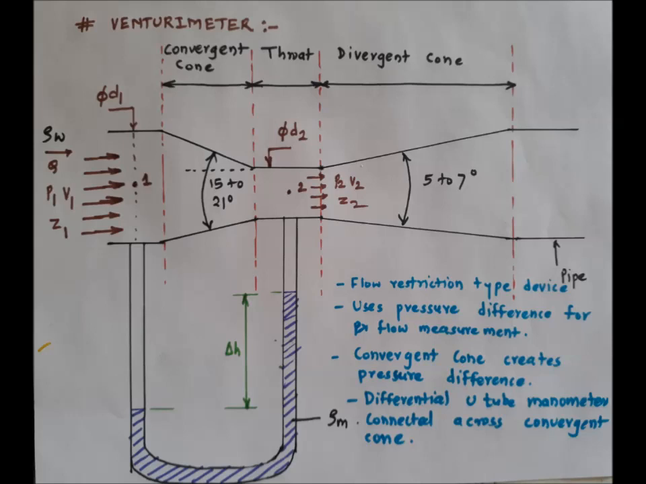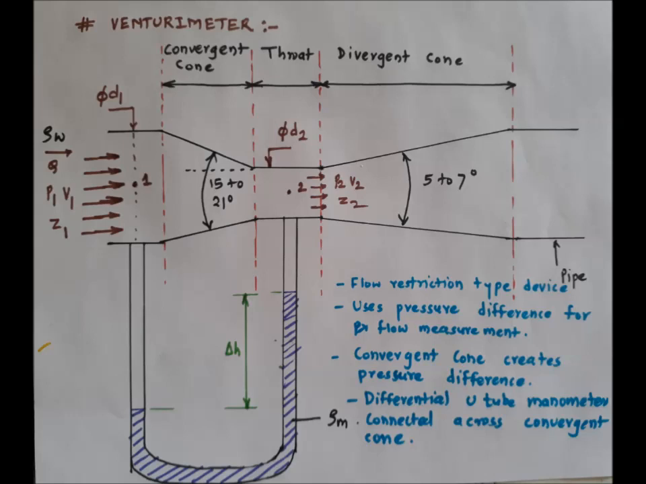It is a uniform diameter pipe which works as a pressure stabilizer for accurate pressure measurement across the convergent cone. The divergent cone angle is between 5 to 7 degrees, so it avoids flow as well as boundary layer separation and reduces the loss of energy.